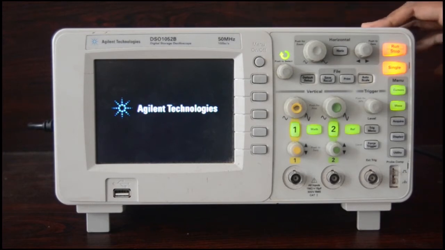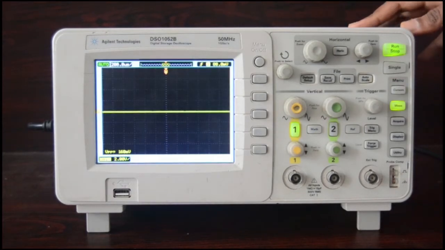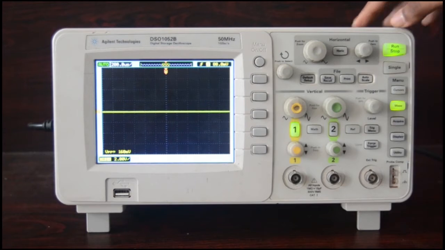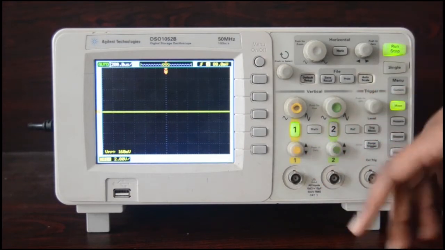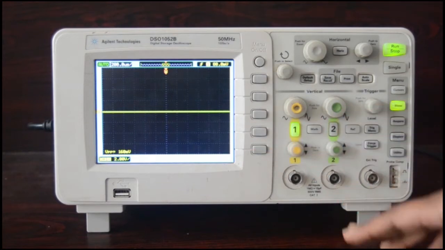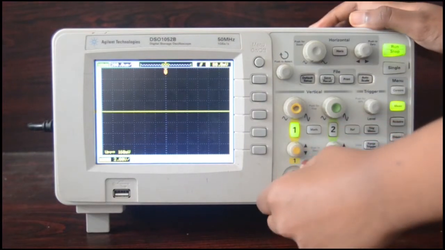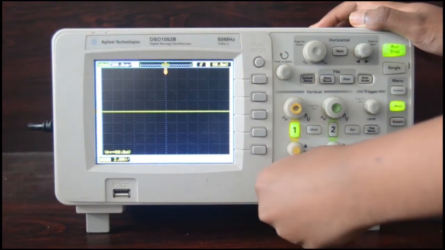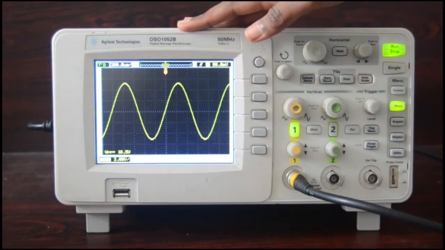Basically, it can be used for various purposes, but now we will be dealing with only some of the basic requirements. First of all, it has two channels, channel 1 and channel 2. It is used for analyzing waveforms simultaneously. Now let us see an example. I am connecting the probe to channel 1. The output waveform is obtained.